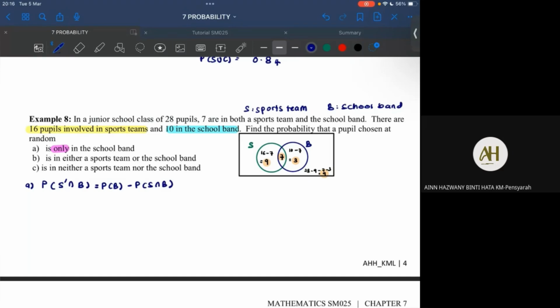Okay, itu kalau pakai formula. Kenapa nak pakai formula? Kita dah letak dalam Venn diagram. Okay, formula ni basically daripada Venn diagram kita lah. Okay, kalau tak ada Venn diagram, kita guna formula. Tapi dah ada Venn diagram and we know that P band only is this one here. Okay, so value dia ialah 3 per total 28. 3 over 28.